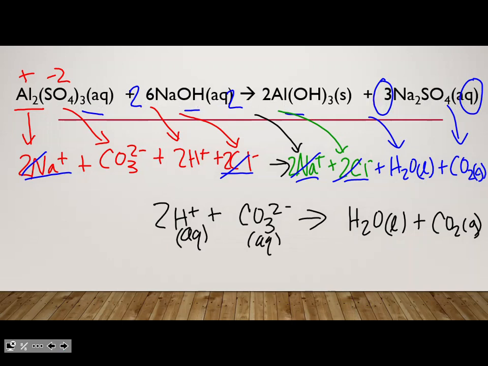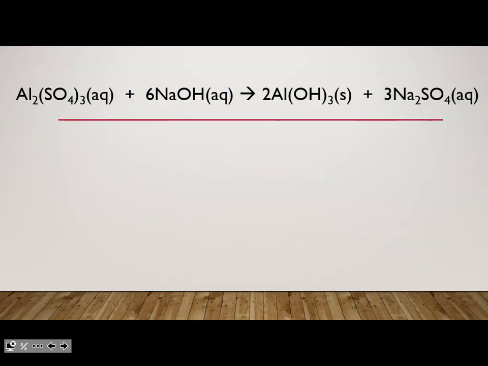Let's take a look. We have aluminum sulfate plus sodium hydroxide, giving us aluminum hydroxide and sodium sulfate. And it's nicely balanced. I don't have to do anything there. So, AQ, I'm just going to start breaking it up. What's aluminum's charge? Aluminum's plus 3, sulfate minus 2.